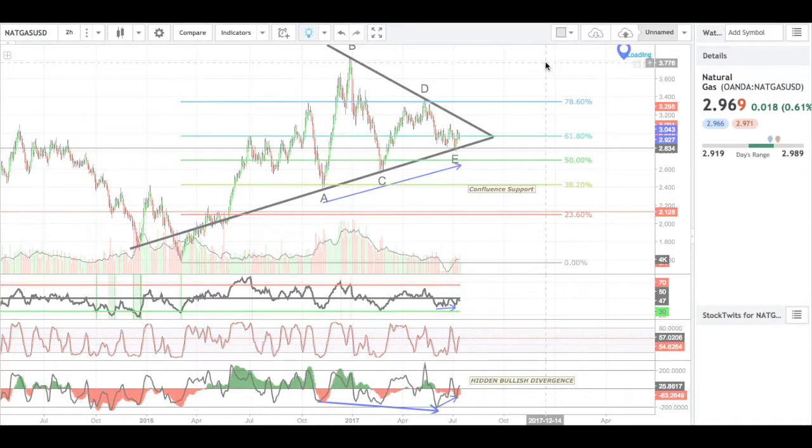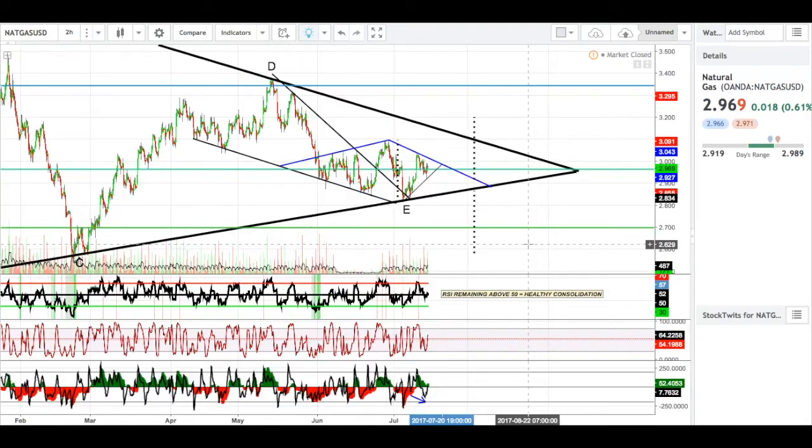But from the daily, let's go to the 2-hour and see what we have on the 2-hour chart. So on the 2-hour chart, I've been looking at this descending wedge for quite a long time, and I think that we are finally starting to break out of it, but there's a new pattern that's taking place, which has got me very concerned for natural gas.